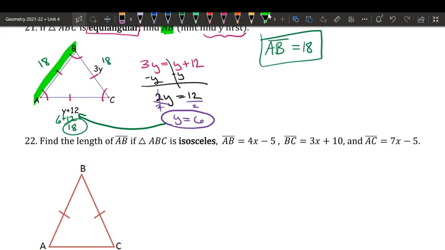Okay, number 22. Find the length of segment AB. All right, so that's what I'm looking for. The length of AB. That's this one right here. Okay, if triangle ABC is isosceles, which I can see because two sides are marked, and then it tells me that AB is 4x minus 5, so I'm going to write that in my picture. And then it tells me that BC is 3x plus 10.